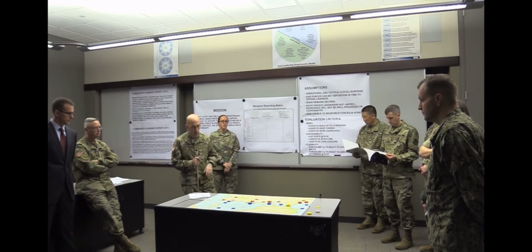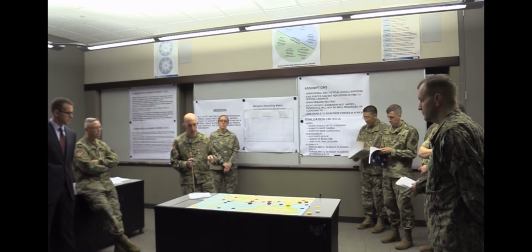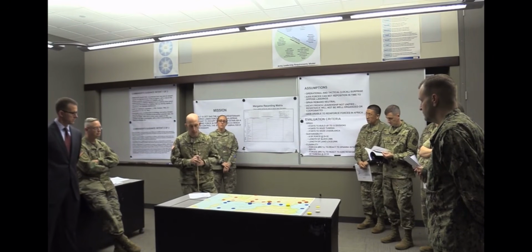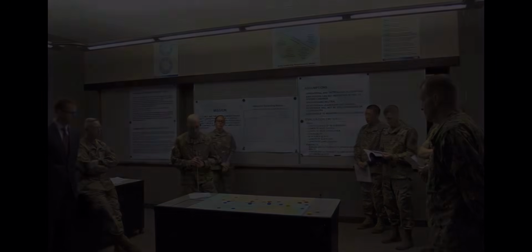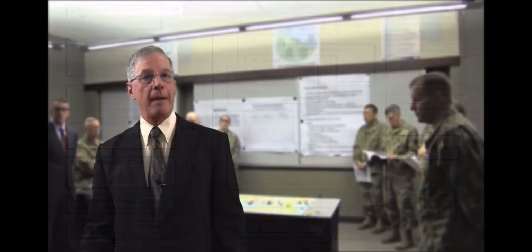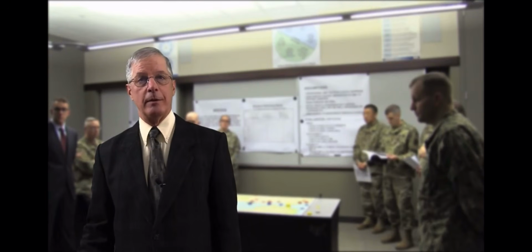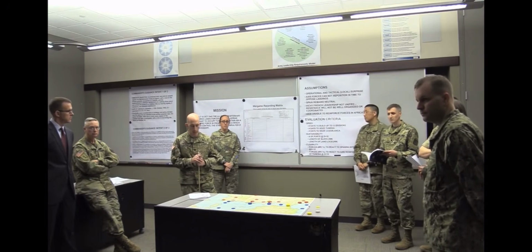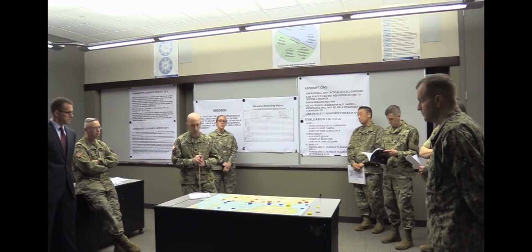Make sure you're capturing the results and updating your estimates. Now we'll pick up on turn 2, D plus 4 to D plus 15. For steps 13 and 14, if time permits, the friendly COA should be run again against other enemy COAs. In this example, that would be the most dangerous COA. Let's go ahead and reset the board and war game against enemy COA 2, the most dangerous, and continue.